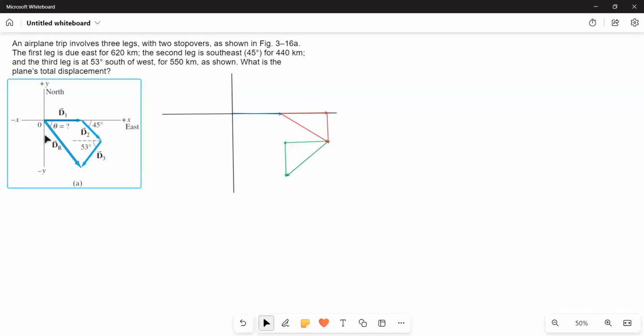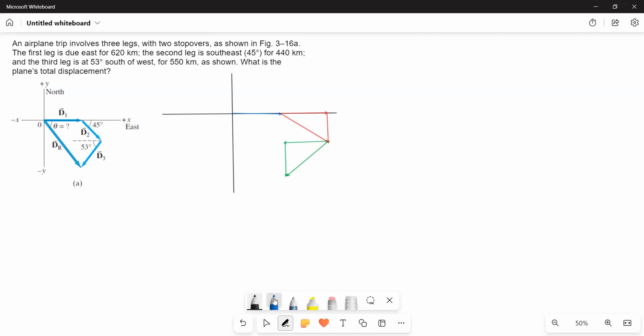Okay, for your understanding, I resolved this into components. Now let me write the values. This is D1, and this is D2, and this is D3. Now the angles are given: this is 45 degrees and this is 53 degrees. Okay. Now what else is given to us?